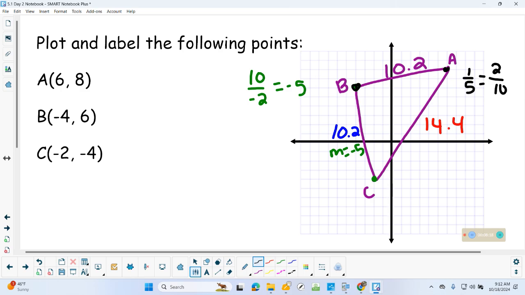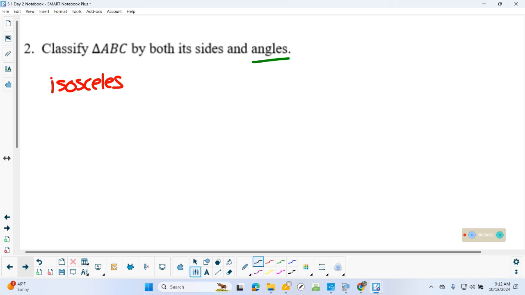Okay, so here's the question. Is -5 and +1/5 opposite and reciprocals? Yes. So is that a right angle? Yes. So I'm going to put a little right angle symbol on it. I'm also going to say it is a right triangle.